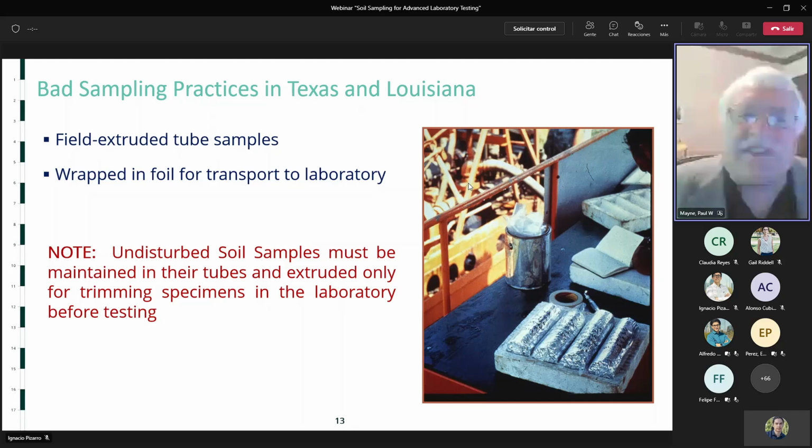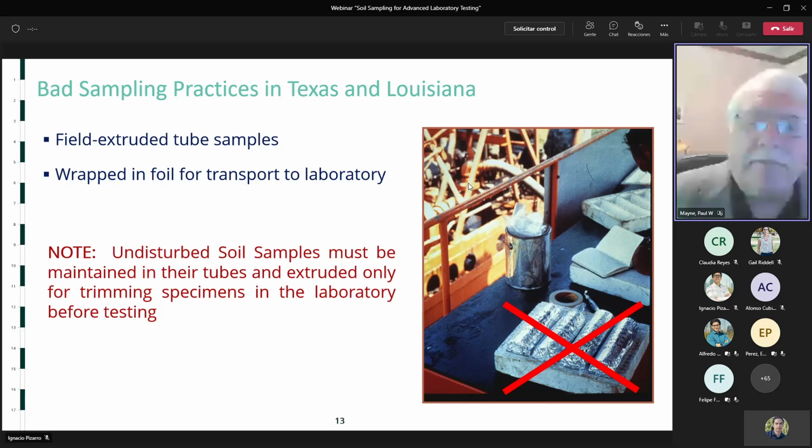We do have some states that do not have the best practice. What they do is they use a tube sampler to capture the material, and then because they like to reuse their tubes to save a couple of pennies, they'll extrude the sample in the field and wrap it in tinfoil or aluminum foil. This is really poor practice. Undisturbed soil samples must be maintained in their tubes and extruded only when we're trimming specimens just before the testing is to commence. So this is not very good practice. Next.